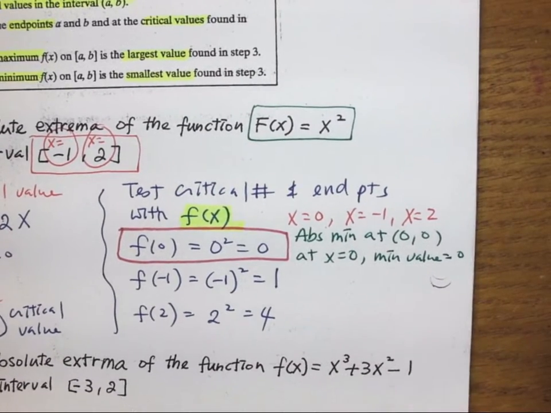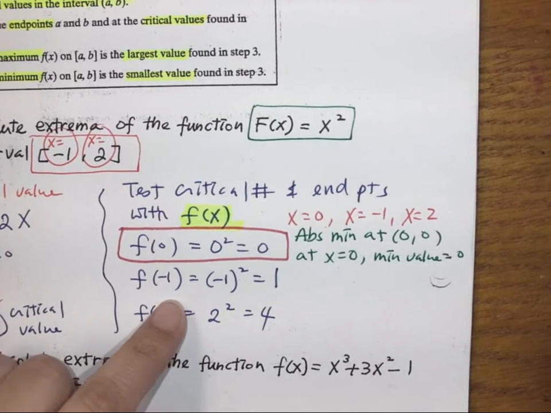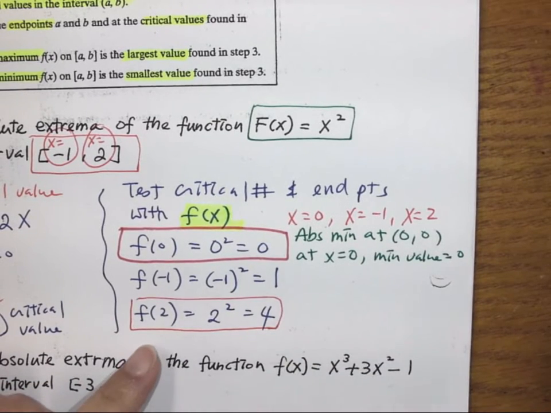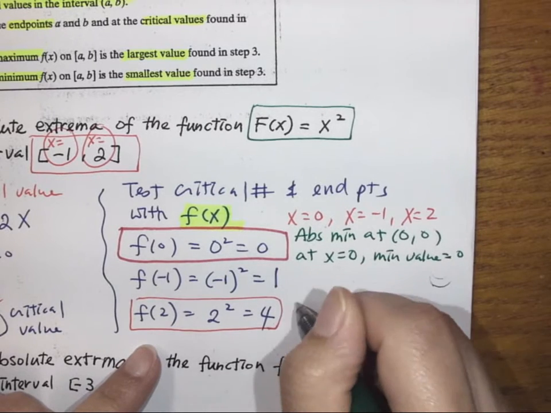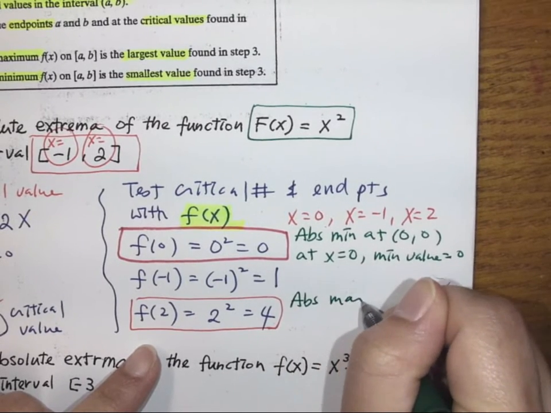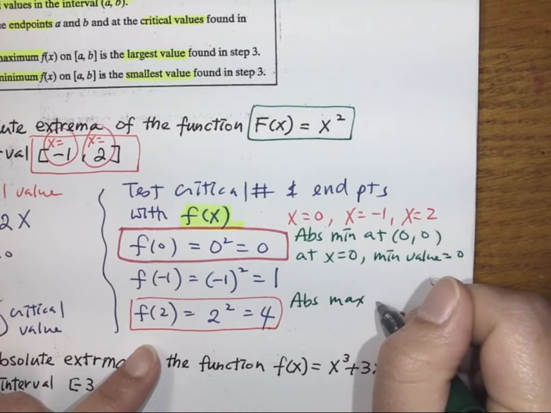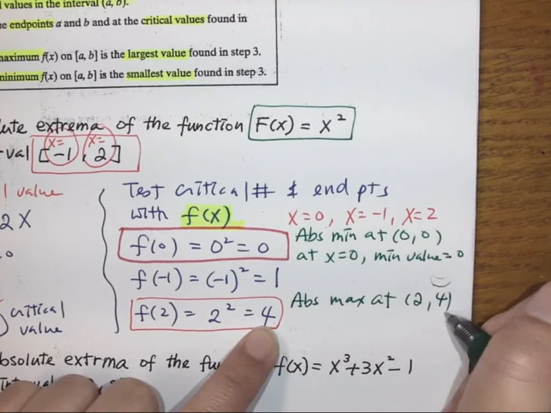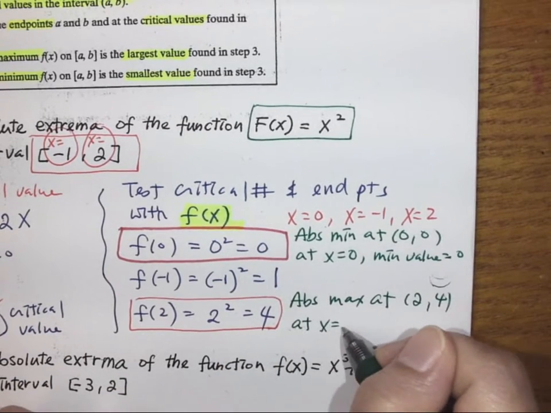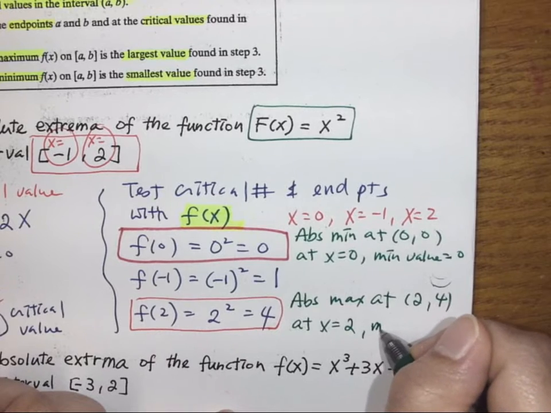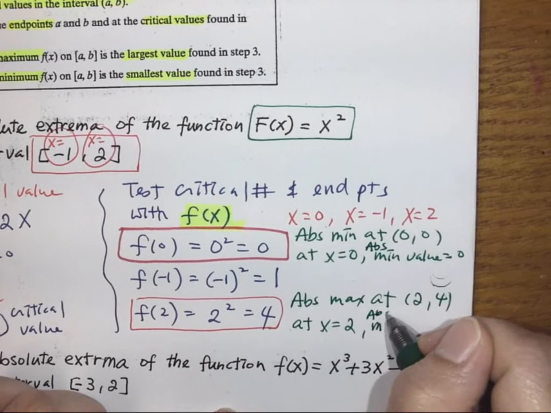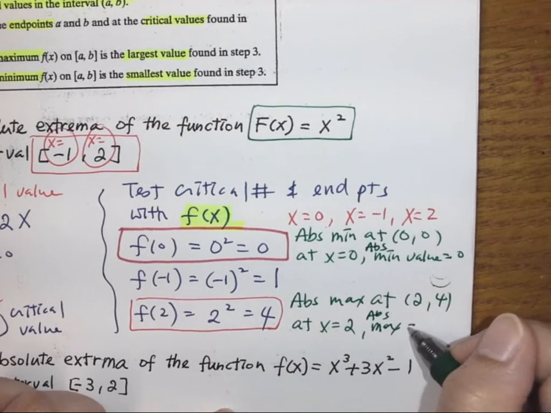So in case they ask you a different way on your homework, you know how to answer it. And the second one, the biggest y value is going to be 4, right? So this would be my absolute maximum. So the absolute maximum point is going to be at the point x equal to 2 and y equal to 4, right? Which means it's located at x equal to 2 with an absolute maximum value of 4.